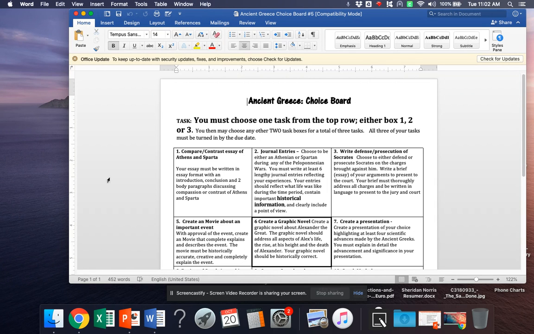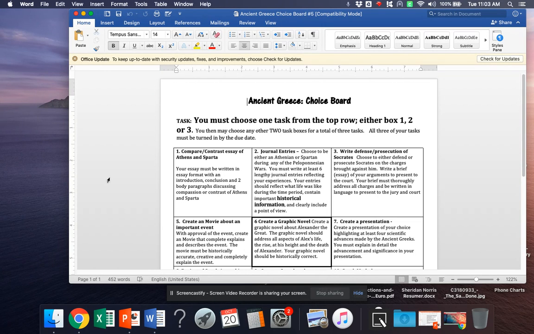Number 3 is more of a persuasion paper. This is to write for the defense or the prosecution of Socrates. So Socrates is a really important philosopher that we will study, and he is convicted of inciting the youth to riot. What he does is he teaches young people to do something quite revolutionary, and that would be to think for themselves and to critically think about the way governments are operating, and he encourages the youth to think for themselves.